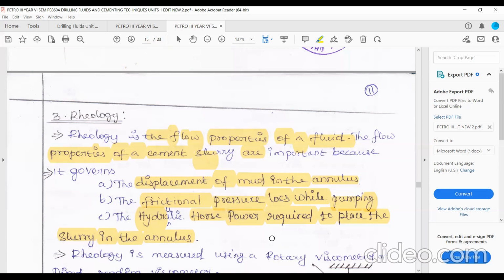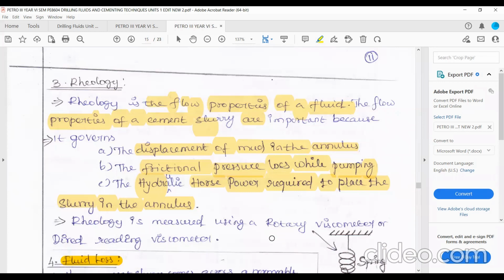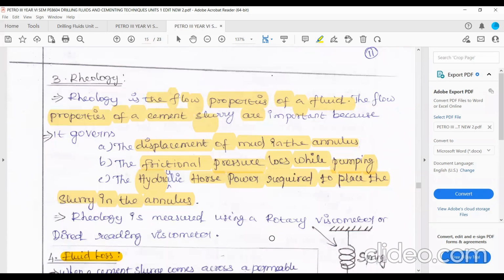Rheology is nothing but the science of measurement of deformation and flow of materials. So why do we have friction? Because there is a slurry, there is frictional pressure loss. What do we mean by frictional pressure loss while pumping? It's easier to pump a liquid than to pump a slurry, because whenever we have solids mixed in the liquid, there will be frictional pressure. And when pressure is lost, it's hard to pump. So that's what will be discussed and studied with the help of rheology.